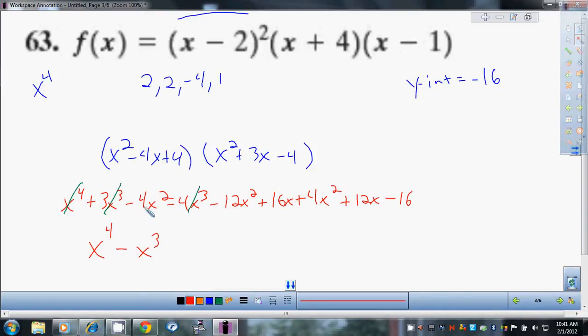Let's find our x squared. -4 minus 12 is -16. -16 plus 4 is -12. Cross all those off. 16x plus 12x is plus 28x. And then the 16 is just hanging around there at the end. So sure enough, we predicted y-intercept is -16, and x to the 4th was our leading term. So that'll tell us our end behavior, positive, positive, and our y-intercept, and that's all you really need to find. And you can now see it's neither even nor odd.